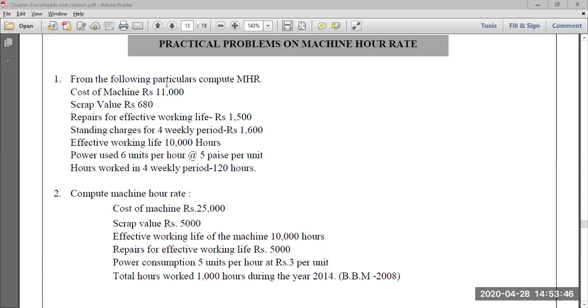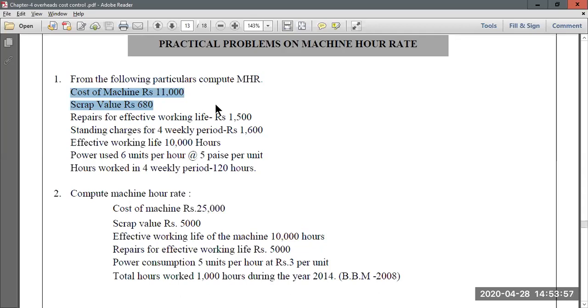What have they given? They have given cost of machine 11,000, scrap value is 680. Whenever they give cost of machine and scrap value, this information is used for computing depreciation. So for depreciation, again we have to decide whether it is standing charges or running charges. It is running charges. That means you will incur depreciation only when the machine is put to use. That is why depreciation on machinery will come under running charges.